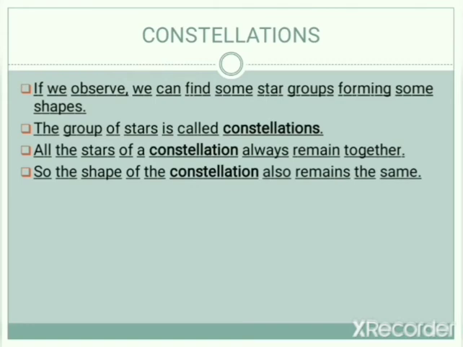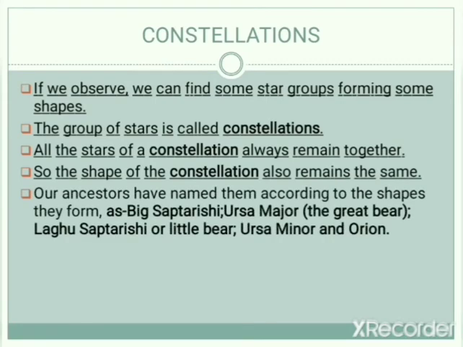Our ancestors have named them according to the shape they form, as some of the names are given over here, like Big Saptarishi, which is also called Ursa Major or the Great Bear. Then we have Laghu Saptarishi or the Little Bear or Ursa Minor, and Orion.